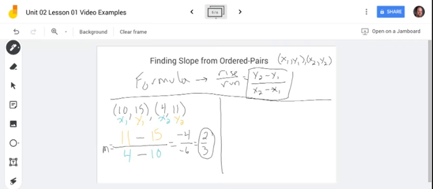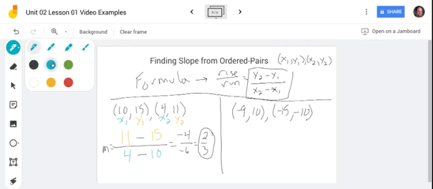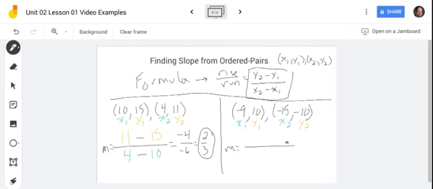Let's look at this problem. If I have (-9, 10) and (-15, -10). So first, let me mark my x's. So there's my first x, my second x, and then here's my first y, my second y. So m equals, I'm going to drop my subtractions and start with my y's. My second y is negative 10. My first y is 10.